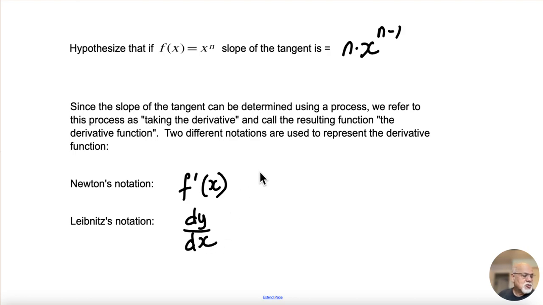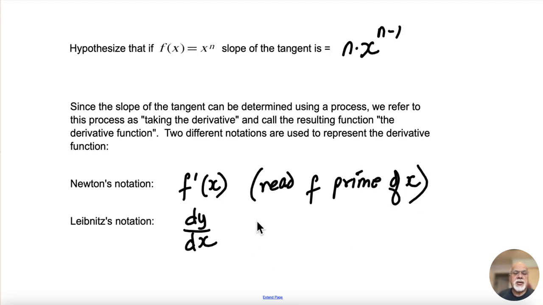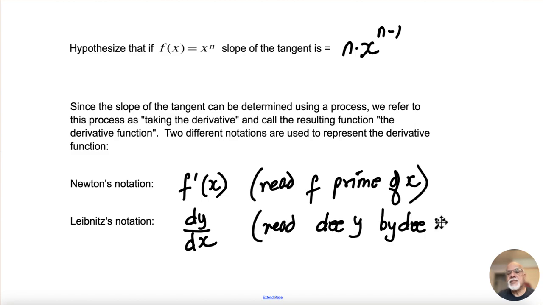Okay, so this one is read f prime of x, and the Leibniz notation is read dy by dx, just phonetically, dy by dx.